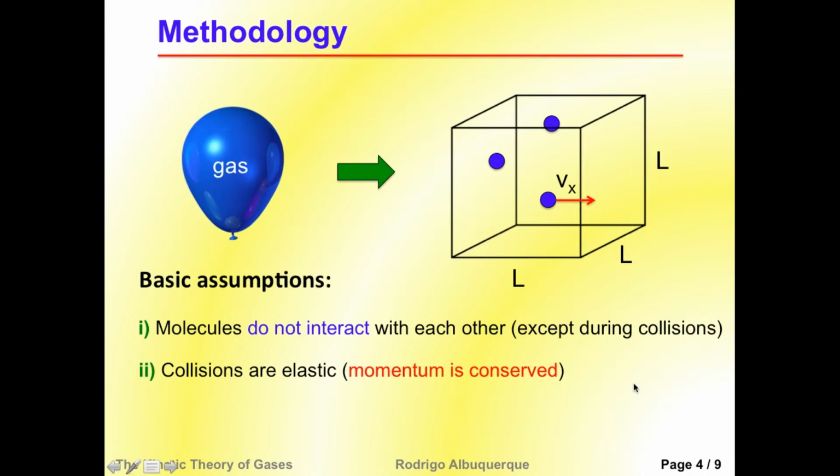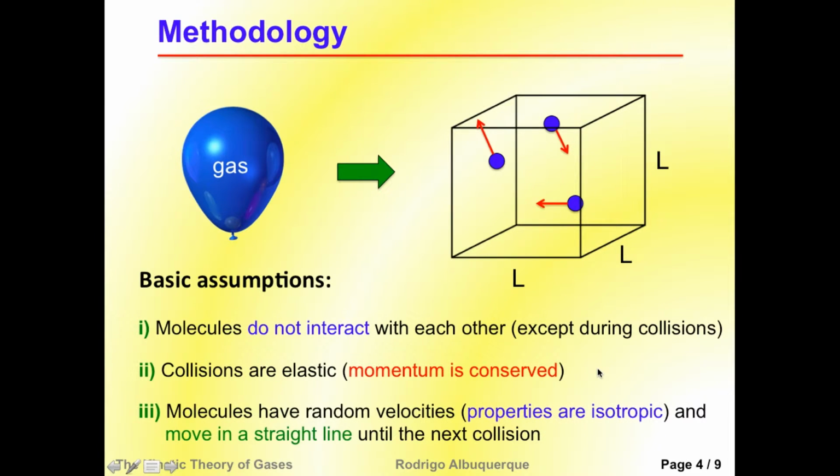Collisions are elastic, which means the linear momentum is conserved. In this case, we see a molecule is going to collide with this wall, and before collision it has velocity Vx, just the x component is shown here. After collision, the velocity is minus Vx, so the energy is conserved. And just the velocity changes direction.